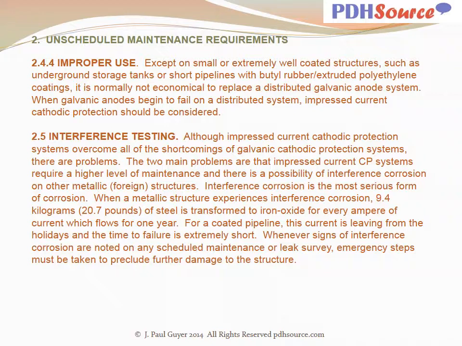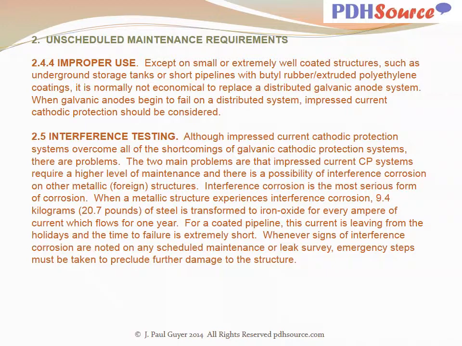With regard to interference testing, although impressed current cathodic protection systems overcome all of the shortcomings of galvanic cathodic protection systems, there are problems. The two main problems are that impressed current cathodic protection systems require a higher level of maintenance, and there is a possibility of interference corrosion on other metallic foreign structures. Interference corrosion is the most serious form of corrosion.